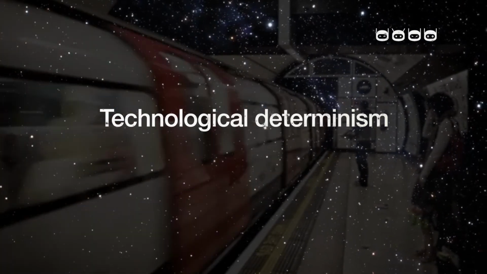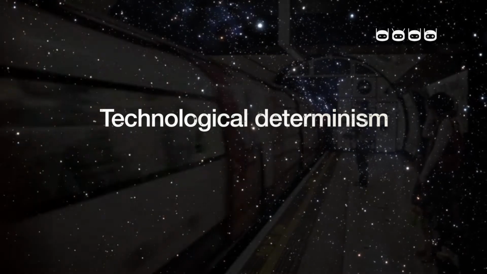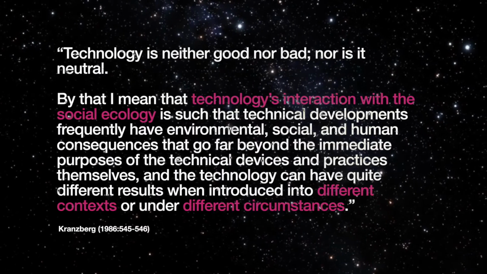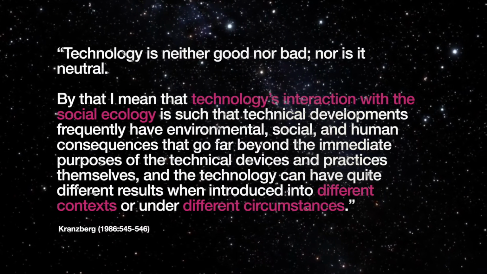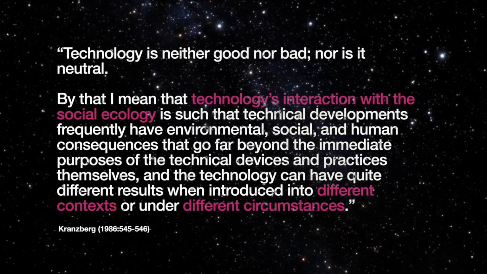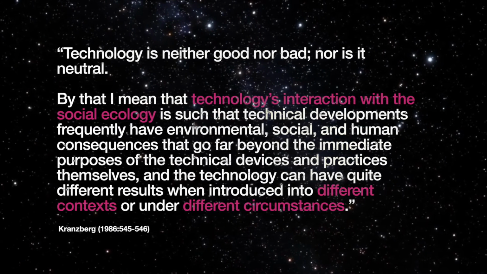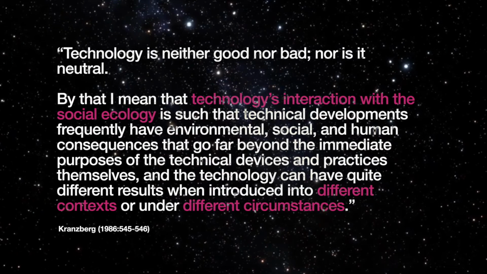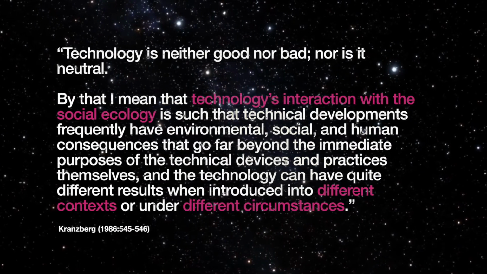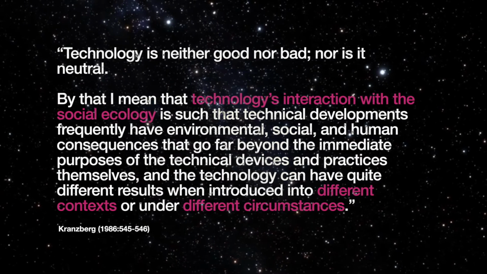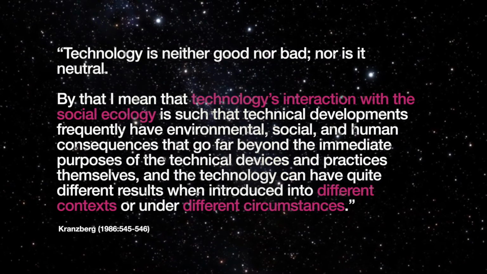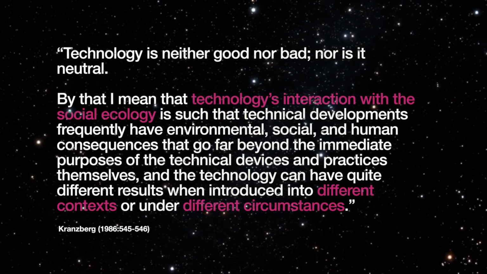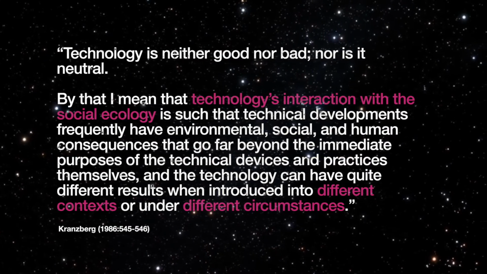But one and the same technology, one and the same medium will always get different consequences. Technology historian Melvin Kranzberg famously wrote that technology is neither good nor bad, nor is it neutral. And he continued, By that I mean that technology's interaction with the social ecology is such that technical developments frequently have environmental, social and human consequences that go far beyond the immediate purposes of the technical devices and practices themselves. And the technology can have quite different results when introduced into different contexts or under different circumstances.